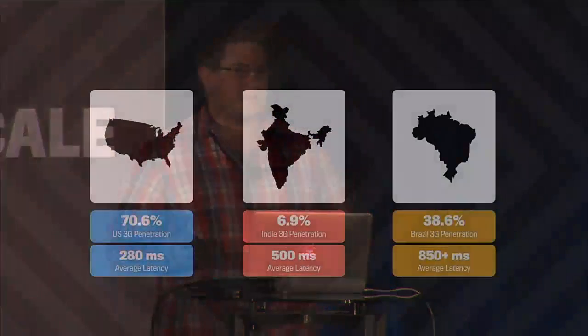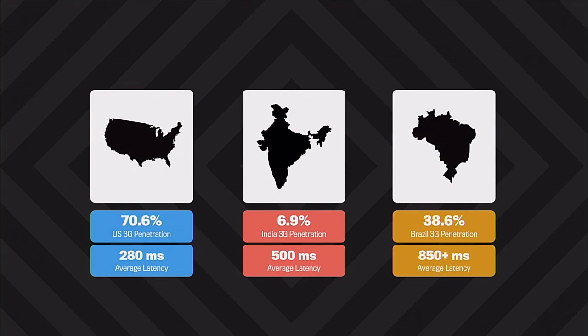The next thing, which Andrew's going to touch on a bunch more in a second, is just generally looking at connection speeds around the world and also starting to consider the cost of internet access around the world. In the US, there's about 70% 3G or 4G penetration. In India, that's 7%, and in Brazil, that's around 38%. So there's just dramatically different levels of connectivity, and even where somebody has the same level, the average latency is a lot worse. India is 500 milliseconds.